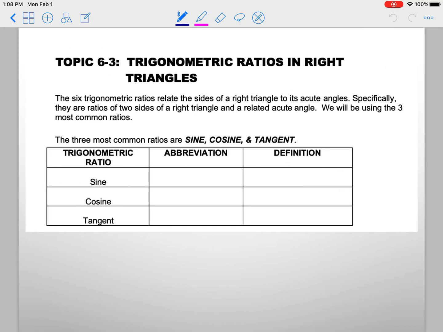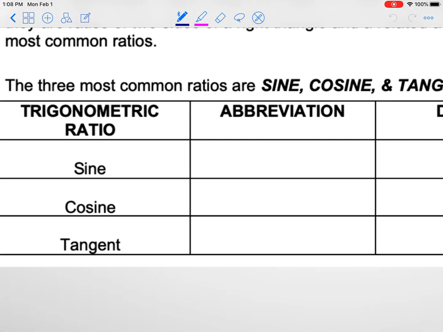And when we write those, we like to abbreviate them. The abbreviation for sine is SIN, and you can see that on the calculator. The abbreviation for cosine is COS. And the abbreviation for tangent is TAN. Now, we won't say sin, cos, and tan. We're still going to say sine, cosine, tangent, but when we go to write them in an equation, that's what we will use.